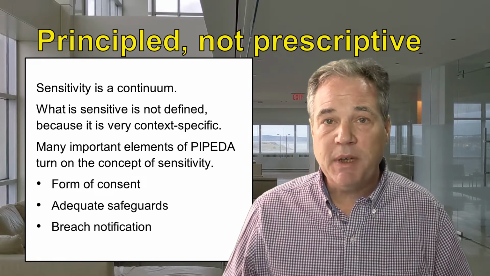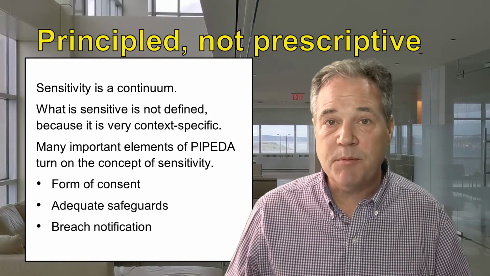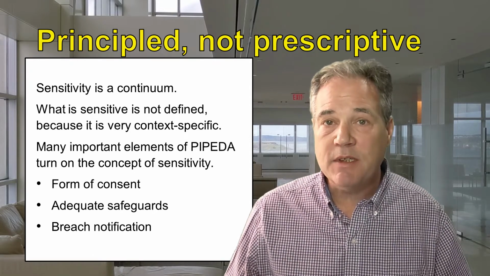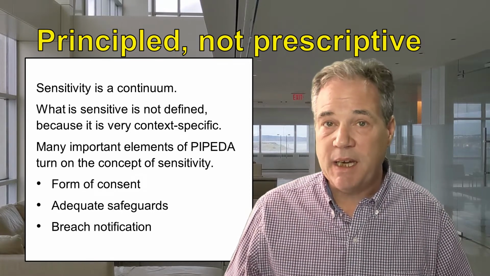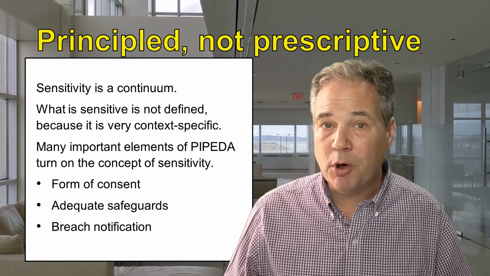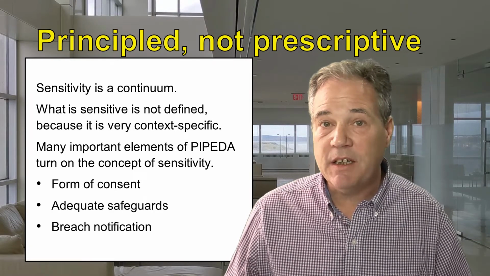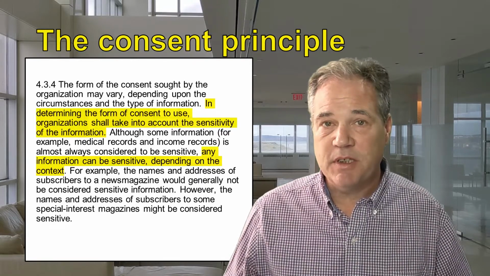This is all very important because at least three key elements of the Canadian privacy law turn on the concept of whether the personal information at issue is sensitive and how sensitive it is. These are the form of consent that a company has to obtain, determining what safeguards are appropriate to protect the information, and whether a company has to notify an affected individual in the case of a data breach. First, let's turn to the consent principle.